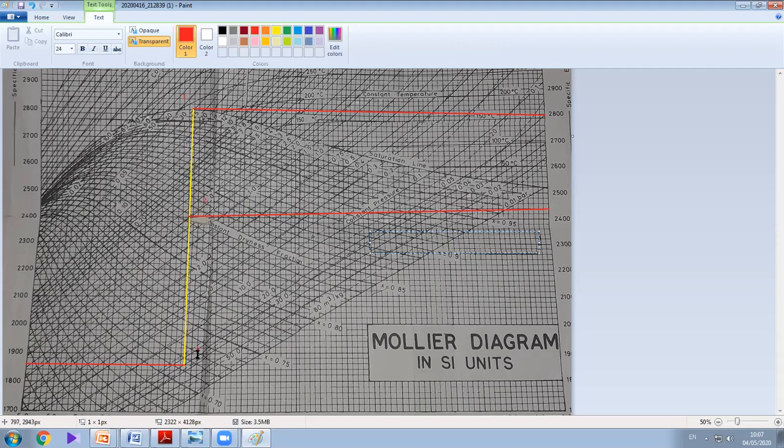That is state 3. Then where is state 2? State 2 is in between. In between, that is 2.5 bar.